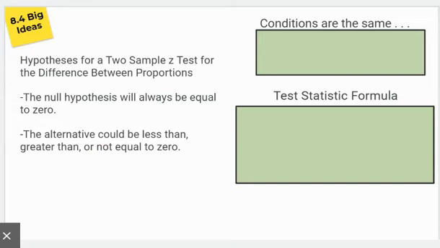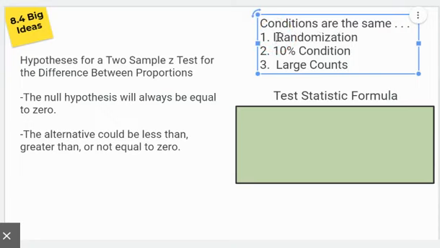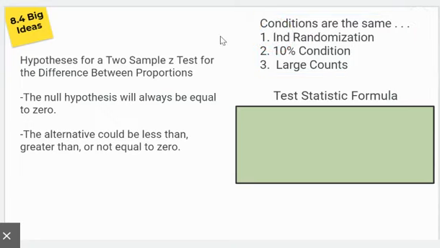So with the conditions for this particular hypothesis test, the conditions are exactly the same. We're still going to check for randomization to make sure that both samples were collected randomly. And really, another part of that we could put in there is that they were independent random samples. So you could put independence in there as well. We also are checking to make sure that our sample size is not larger than 10% of the population size. And we also need to check the large counts condition.